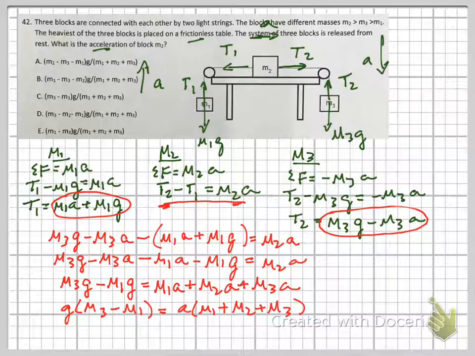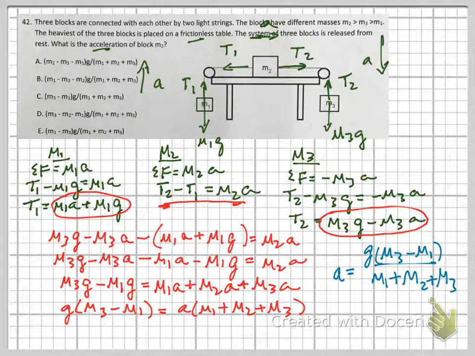Now, if we divide both sides by M1 plus M2 plus M3, we're going to get acceleration equal to G times quantity M3 minus M1 all over M1 plus M2 plus M3. Answer C.